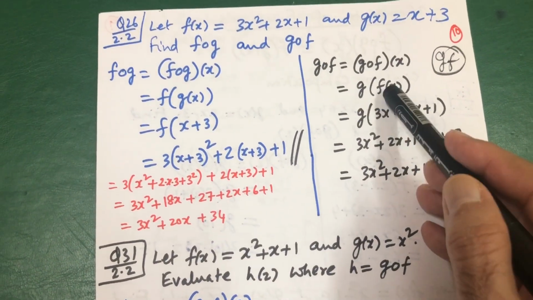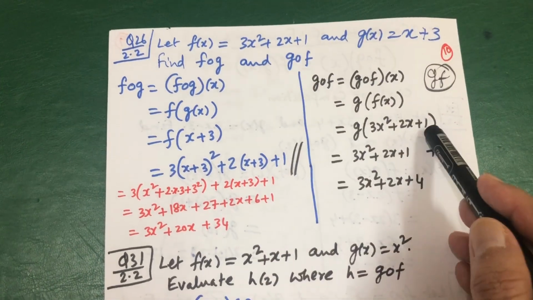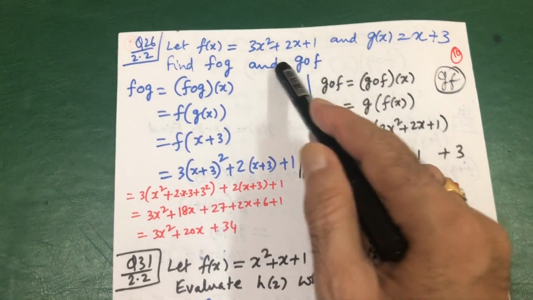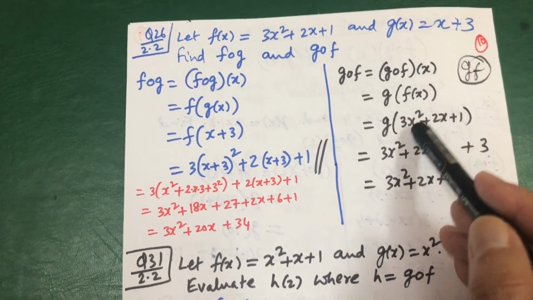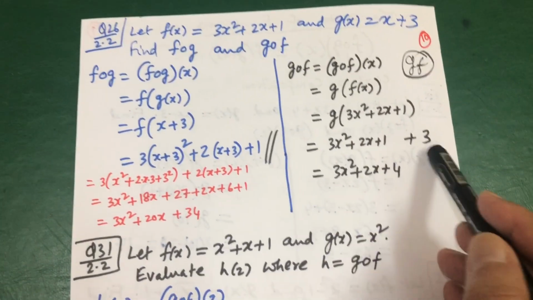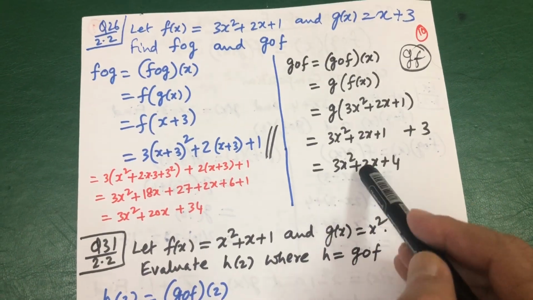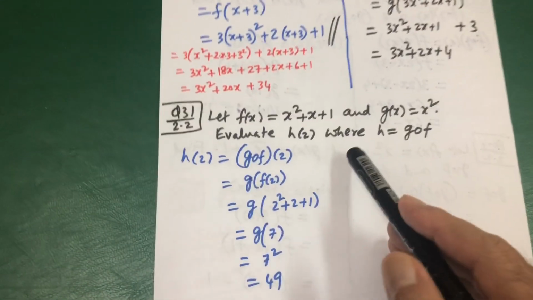G of f(x). f(x) means 3x square plus 2x plus 1. Replace x with this formula. And g(x) means whatever x is there, you just add 3. So whatever is there, you just add 3. So this is 3x square plus 2x, 1 plus 3 is 4. Let us do one more.